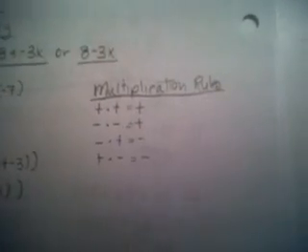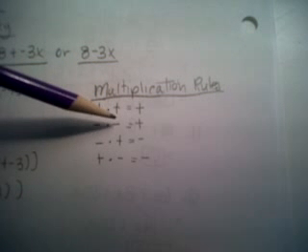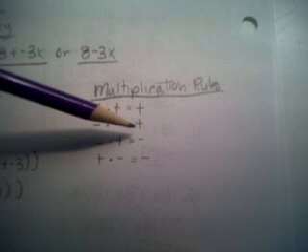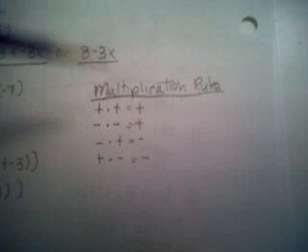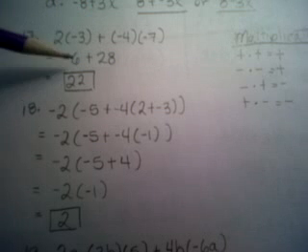Next, we need to remember our multiplication rules, which say positive times positive is a positive, negative times a negative is a positive, negative times a positive is a negative, and positive times a negative is a negative. So we're going to use those rules to solve these problems. And the first one is 2 times a negative 3 gives me a negative 6, and a negative 4 times a negative 7 will then give me a positive 28. Add those together and you get 22.